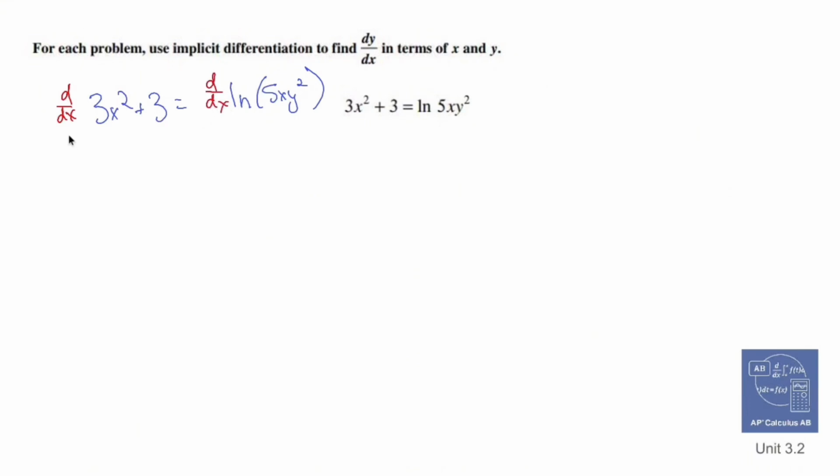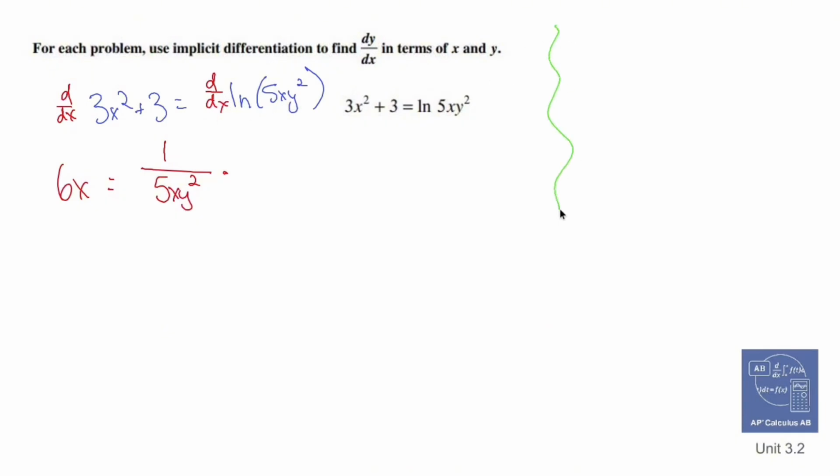When we take the derivative with respect to x, the left side is easy. The derivative of 3x squared is 6x. The derivative of 3 is nothing. The right side is going to be chain rule and something else. Chain rule says you have the outside stuff, take the derivative of it. The derivative of ln of blah is 1 over blah. Keep the inside stuff as is, but then multiply everything by the derivative of the inside stuff. That's going to require product rule.